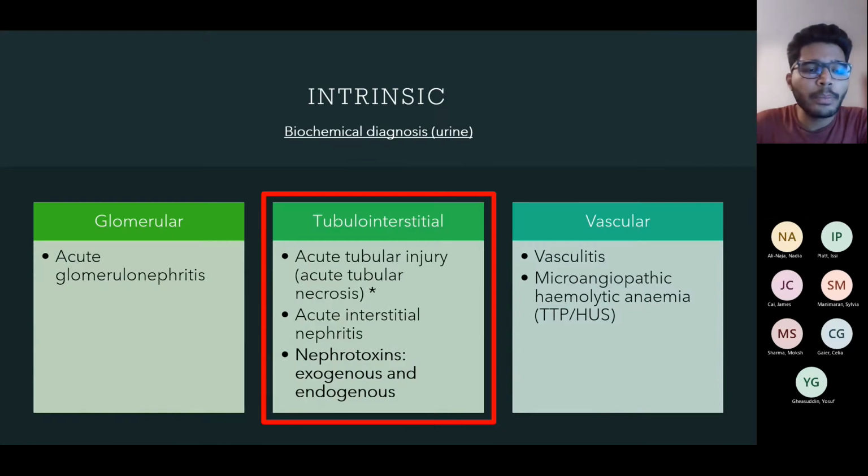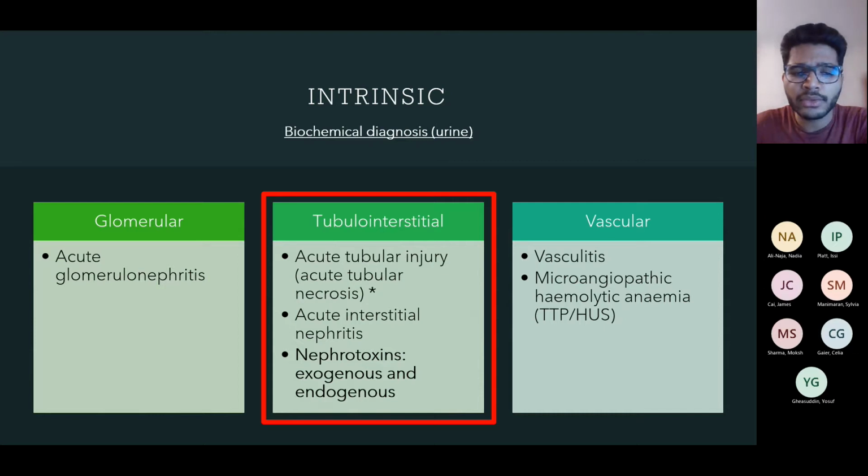Okay, so while your prerenal was a clinical diagnosis, your intrinsic renal disease is more of a biochemical diagnosis where you have to look at the urine to see what's going on. Now, you can have issues in these three compartments. You can have it in the glomerulus, so acute glomerular nephritis. You can have some kind of vasculitis or microangiopathic anemia causing issues in the kidneys.